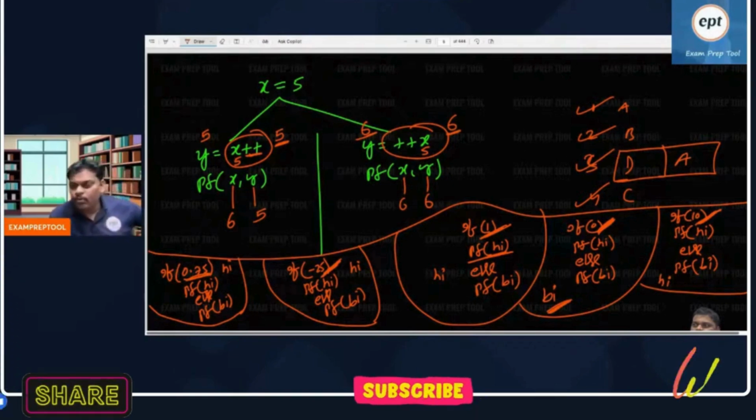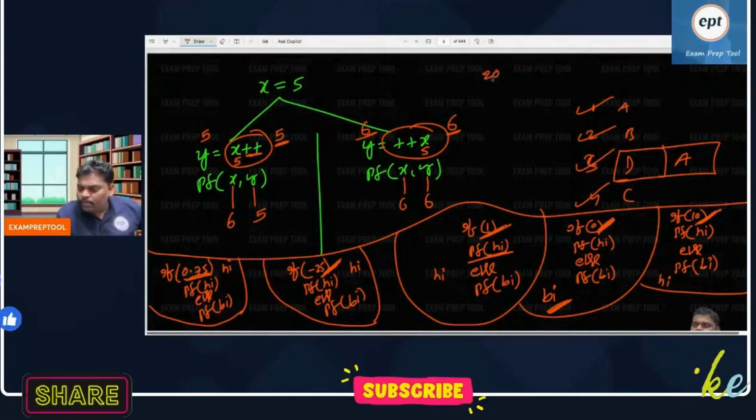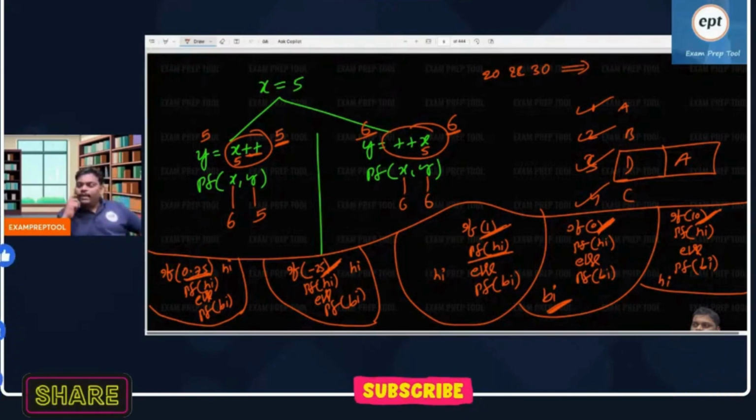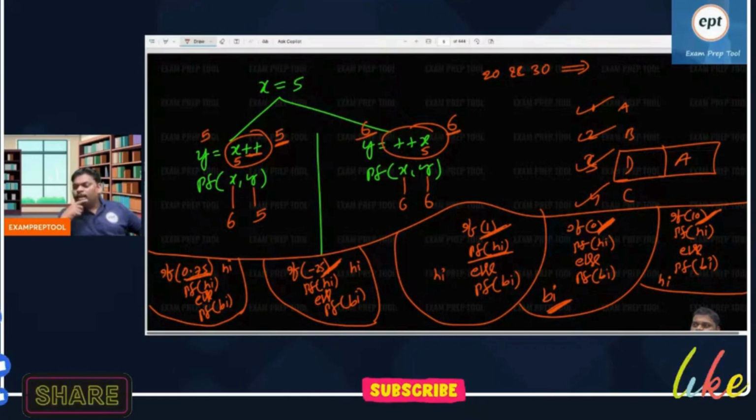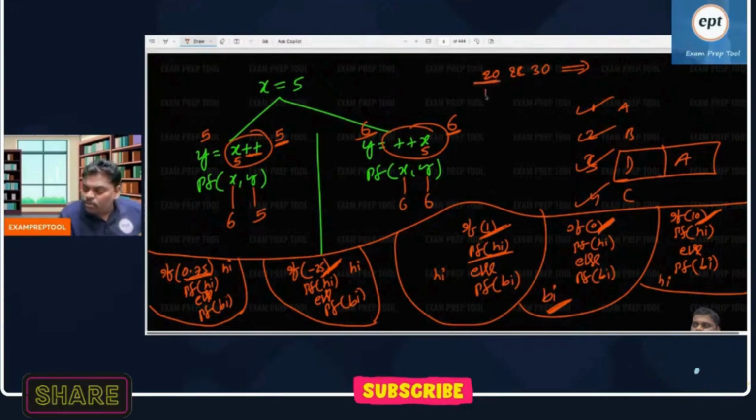Now I want an answer from you. Can anyone say what is the answer for this one? 20 and 10? 20 and 30, what is the answer? Remember everyone, non-zero is 1. Non-zero, 1. Non-zero, 1. 1 and 1 is 1.